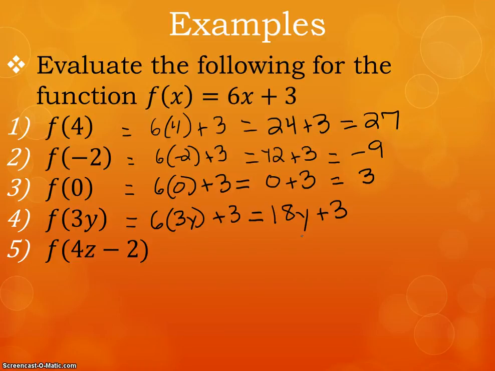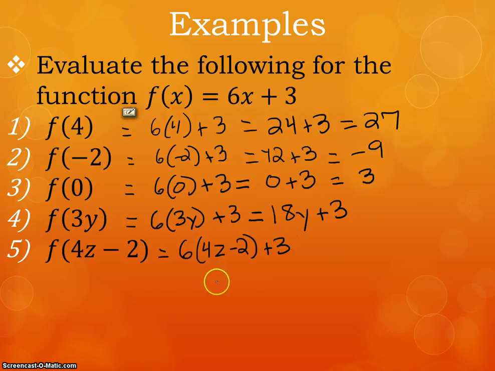Even more complex, though the same rules still apply, we have f of 4z minus 2. Now I don't have a number. Now it's not a monomial. This is a binomial expression. But the same rules still apply. So we can do 6 times whatever is on the inside. 6 times 4z minus 2 plus 3.